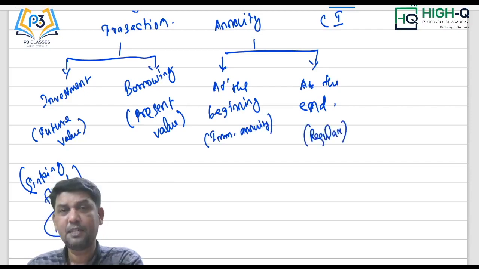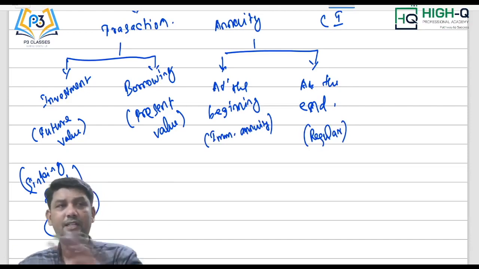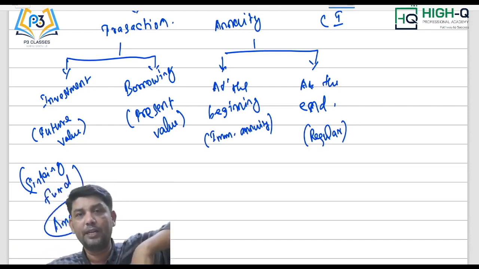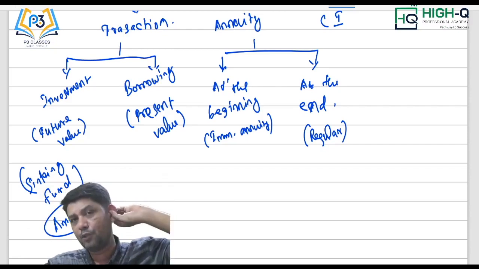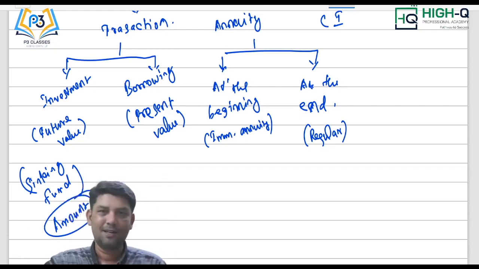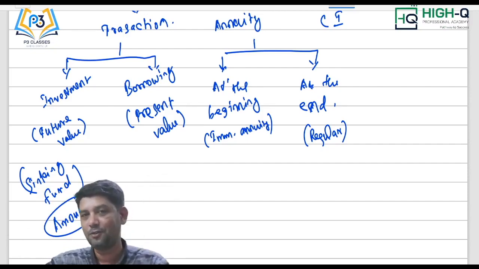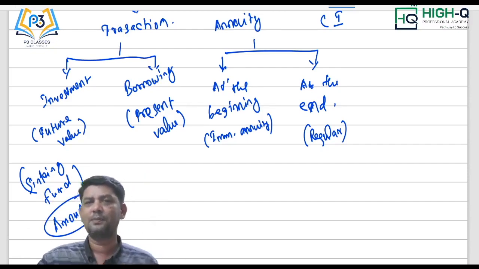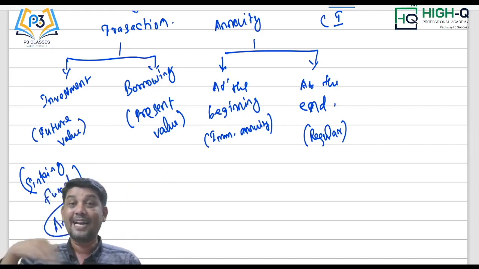Sir, sometimes I've noticed in that annuity, they have not mentioned whether I'm paying the annuity at the beginning or at the end. In that case, what to be done, sir? Nothing to worry, my dear. In that case, you need to take it as regular annuity. If nothing is mentioned, it is regular annuity. That means at the end of the period.